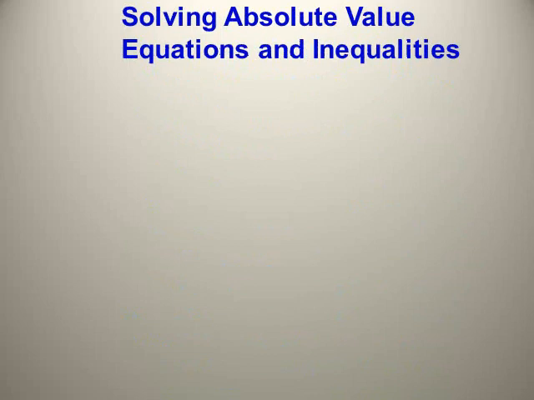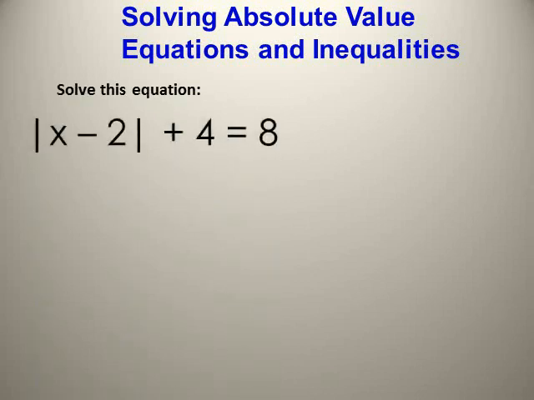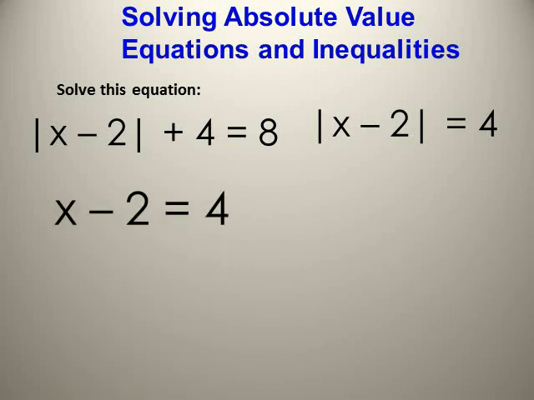Absolute value equation, another example. Here I have absolute x minus 2 plus 4 equals 8. First find the value of the absolute value. It will be 8 minus 4. So absolute x minus 2 will equal 4. Finally, I can say that inside the absolute value maybe 4, maybe negative 4. So x minus 2 equals 4 or x minus 2 equals negative 4. Solve the two equations. First one, x equals 6. Second one, x will be negative 2. Then the solution set equals 6 and negative 2.